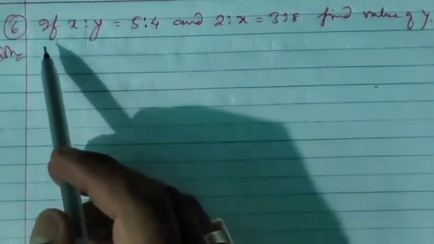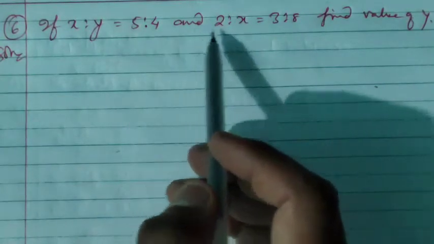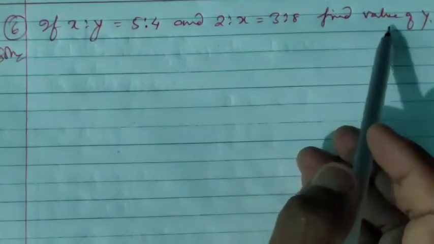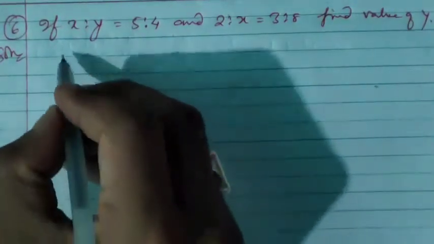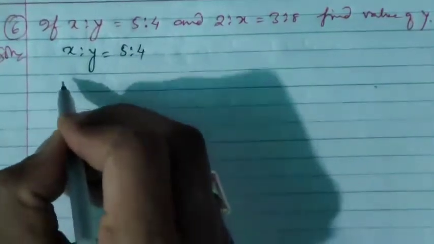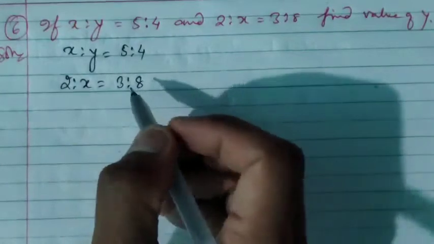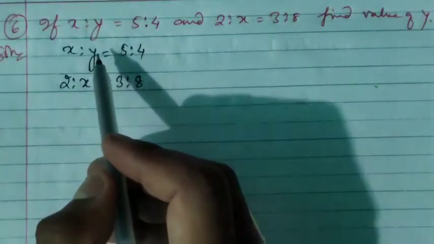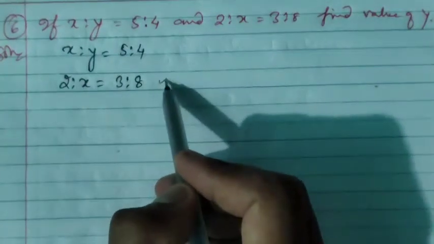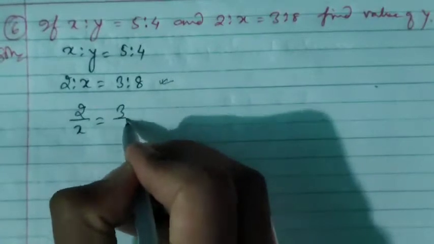Question number 6 is saying if x ratio y is equal to 5 ratio 4 and 2 ratio x is equal to 3 ratio 8, find value of y. It is given that x ratio y is equal to 5 ratio 4 and 2 ratio x is equal to 3 ratio 8, and we have to find the value of y. First what we will do, we will find the value of x from this ratio. It is given 2 by x is equal to 3 by 8.